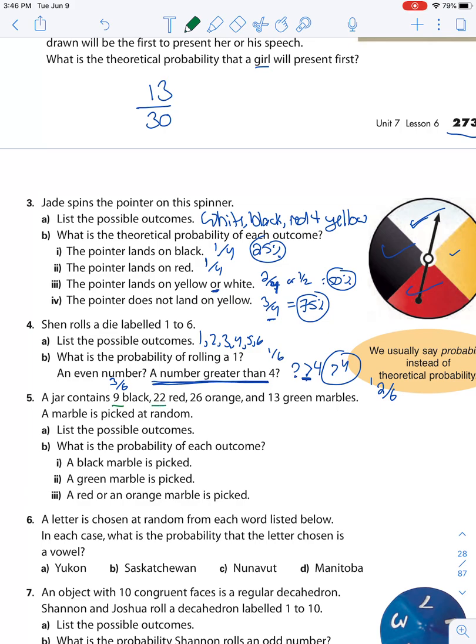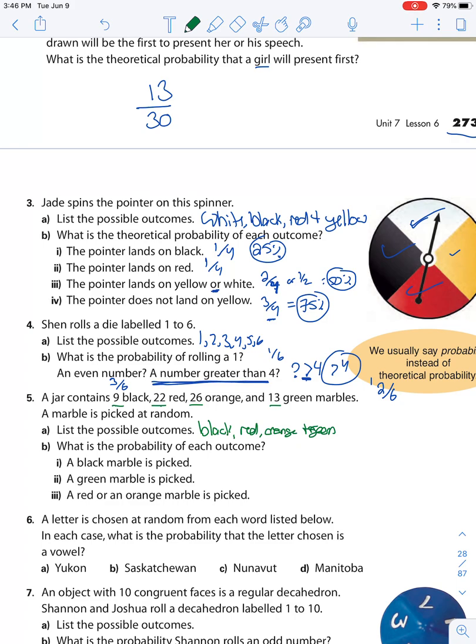Okay, next we have a jar containing 9 black, 22 red, orange is 26, and then green is 13. A marble is picked at random. List the possible outcomes. Okay, so we have black, red, orange, and green. Okay. What's the probability of each of the outcomes? Okay, so a black marble is picked.